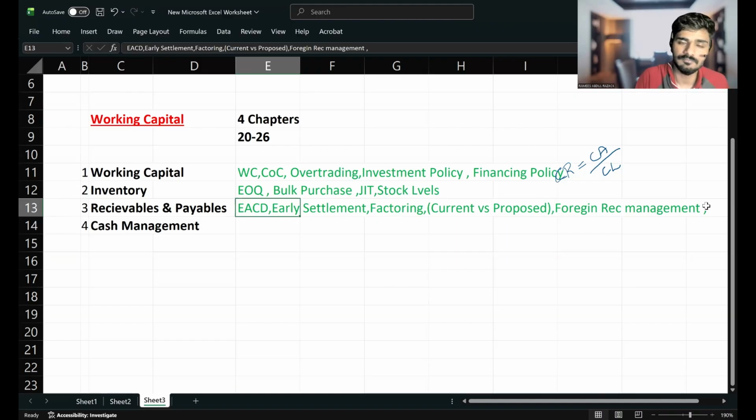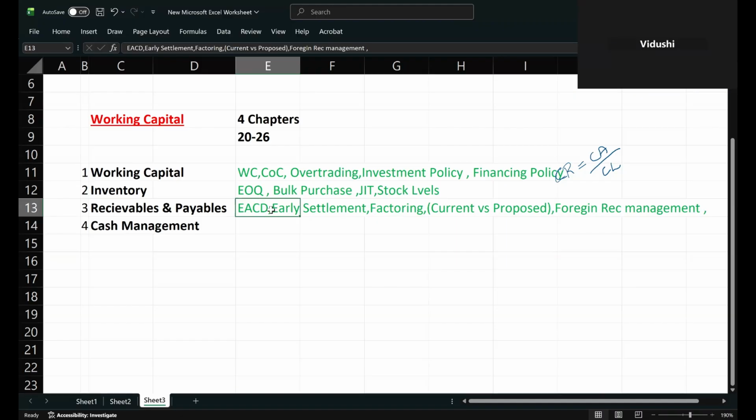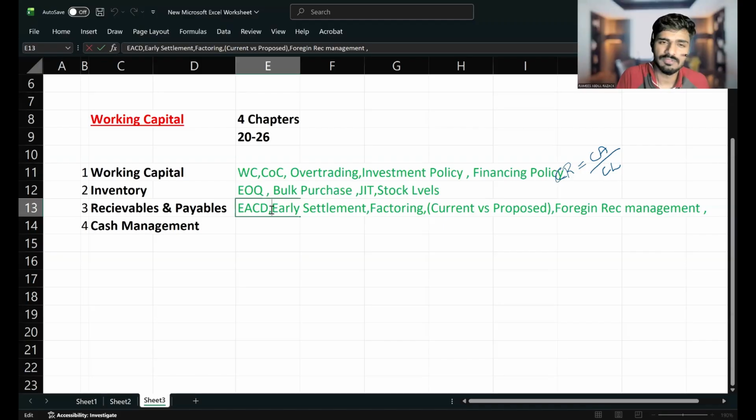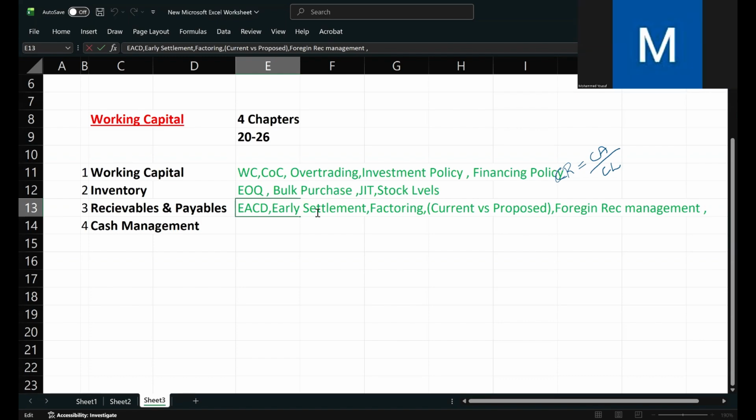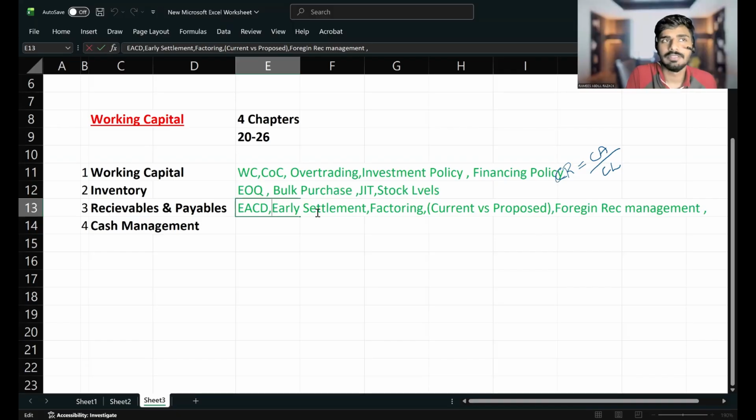Then, anything else? Early payment to suppliers. No, early payment to collect advance from foreign customers. Okay, then you can use forfeiting. Forfeiting, it's already been discussed. Then we can use what?